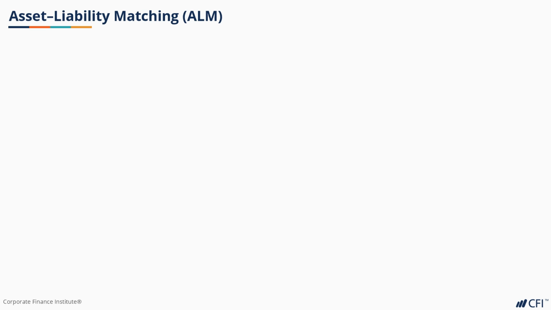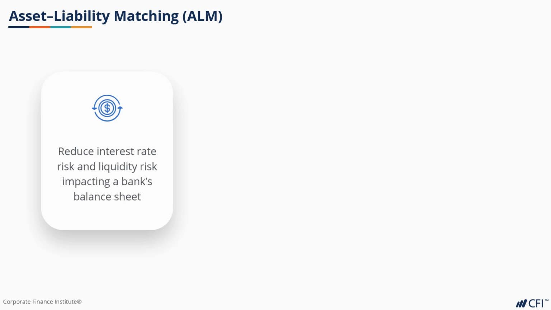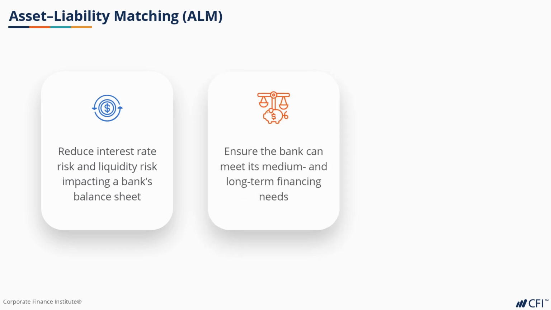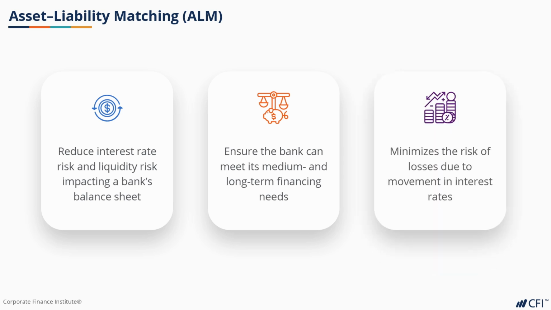Particularly, asset liability matching focuses on reducing interest rate risk and liquidity risk, as these are the most common risks impacting a bank's balance sheet. ALM makes sure that the bank is able to meet its medium and long-term financing needs. It also minimizes the risks of losses due to movement in the capital markets and in interest rates, which could therefore impact the bank's cash flows. The management of interest rate risk can be done by matching the maturities and interest rates of loans with that of customer deposits and other investments.